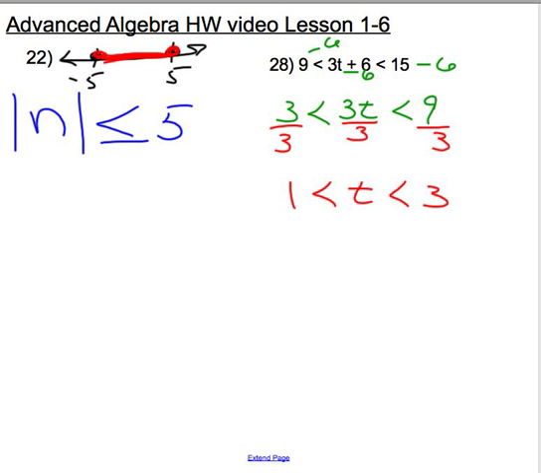I'm supposed to graph that on a number line. So here's my number line. There's the 1. There's the 3. I need some notation here. It's just less thans, so open circles. And I want t's that are between 1 and 3. So I'm going to shade between these 2 open circles.